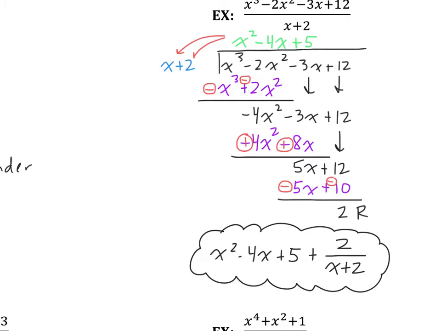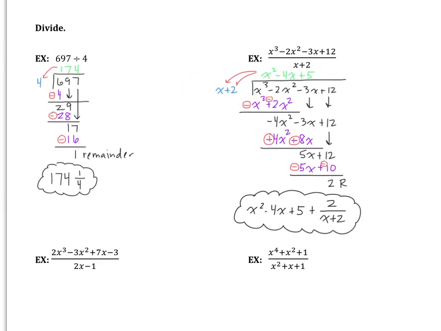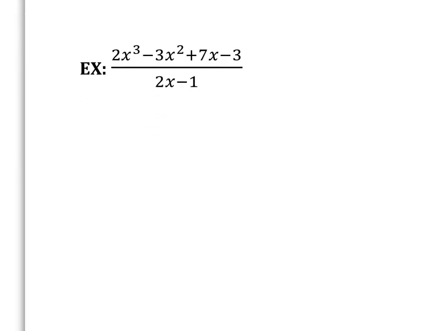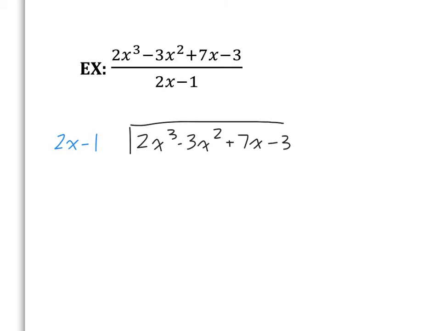Okay, all right. What I want you to do is try this example here. The key, again, we don't need any placeholders. I've got a degree 3, a degree 2, a degree 1, and a degree 0. But this time we're dividing by 2x minus 1. So I'll get us started. The 2x minus 1 goes on the outside, and now we have 2x cubed minus 3x squared plus 7x minus 3 underneath. Okay, so go through, carry out the operation, and pause the video. Come back when you're done, and let's see how you did.